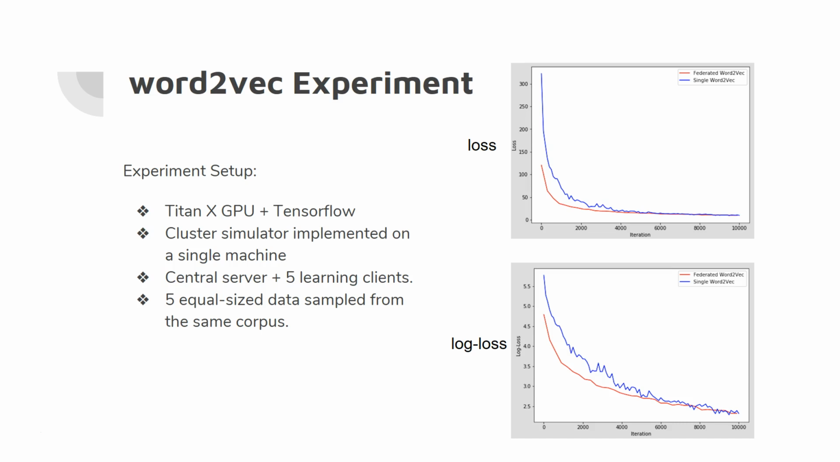You can see we use 5 workers on a Titan X GPU with TensorFlow, and all the workers have the same amount of data. From the loss curve here, you can see that the red line, which stands for the federated cluster, is about 3 times faster than the single machine word2vec in terms of loss value. And from the log loss value, you can see that this advantage, the gap between them, is kept along the way until the loss function reaches a very low value.